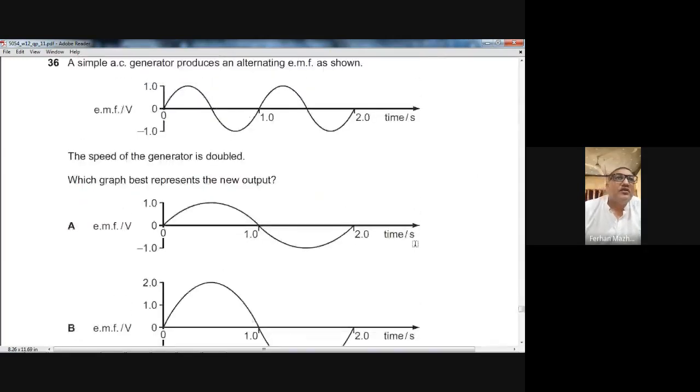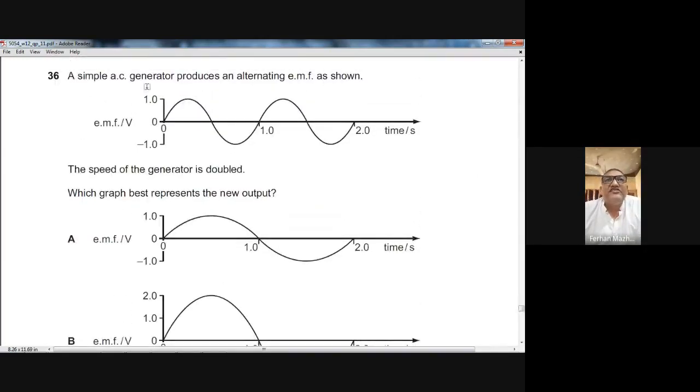Okay. So here we have a simple AC generator that produces an alternating EMF as shown. You see the time period is 1 second and the amplitude is 1 volt. The speed of the generator is doubled, which graph represents the new output? When you double the speed, the voltage should also become double, and the time period should become half. The frequency will double.